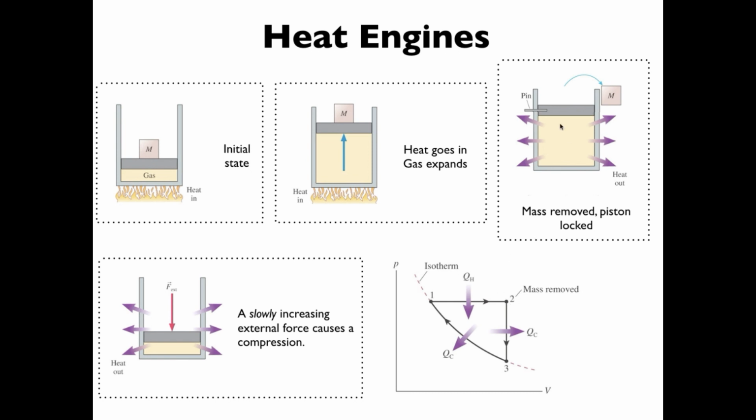Here you remove the mass, okay, lock the piston, then you get isochoric cooling. So heat's going out of the system as you go from 2 to 3, and you can see it's isochoric because it's vertical.